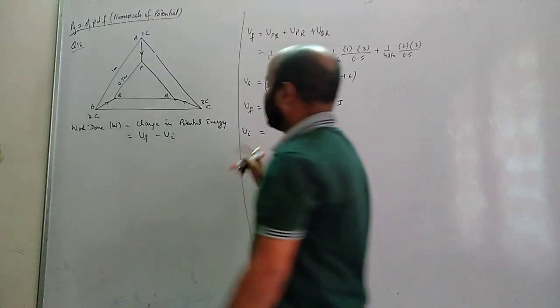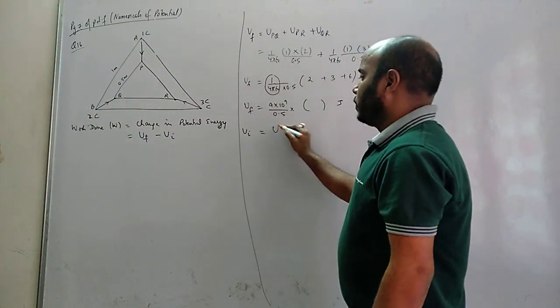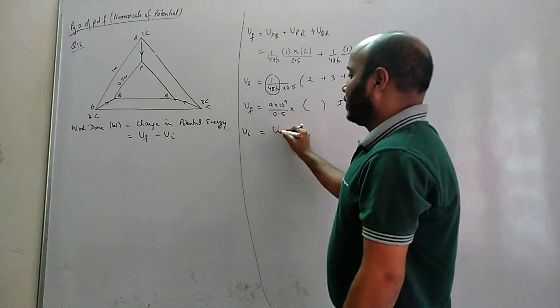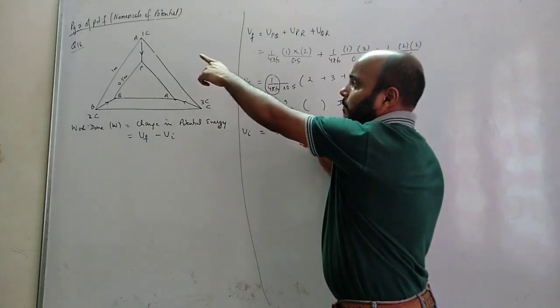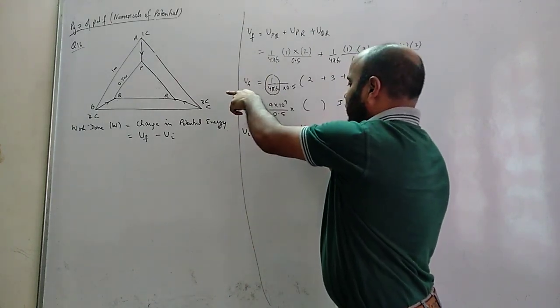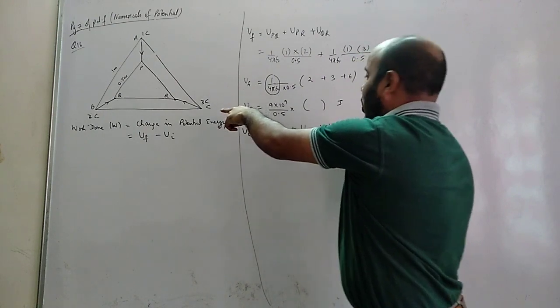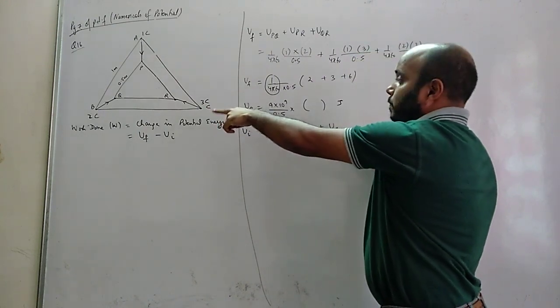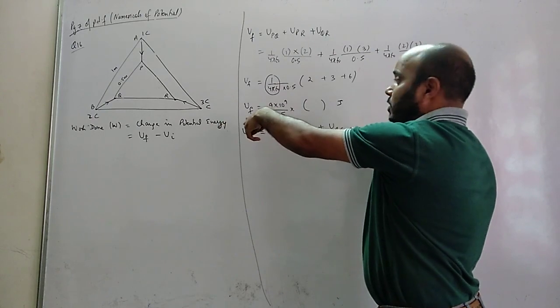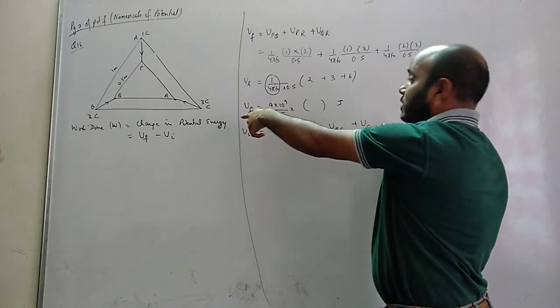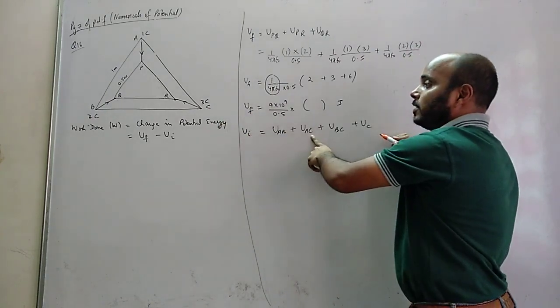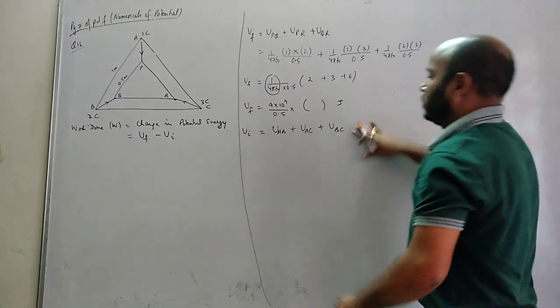Now again, what will the initial potential energy be? Initial is the bigger triangle. AB, start making pairs with A: AB plus AC. Now take B: BA is already there, BC is not there. Plus take C: CA is there, CB is there. So that's all.